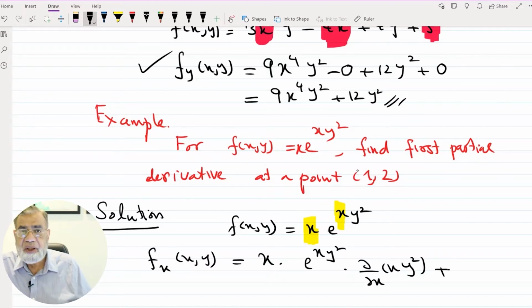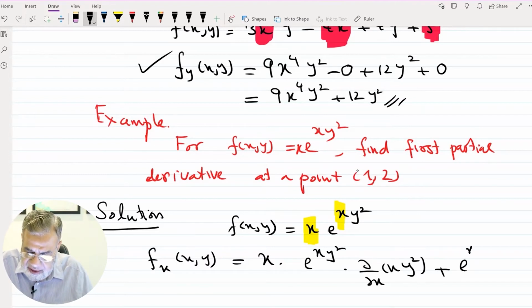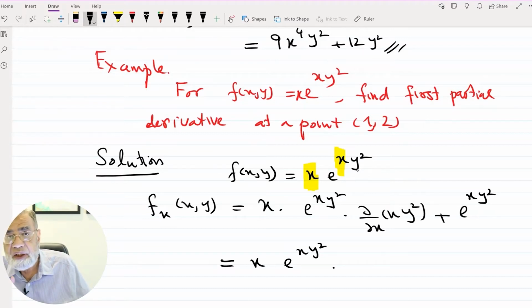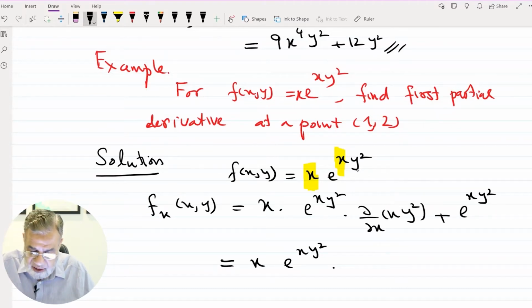the derivative of the first function, x, which is 1, and we get e to the power x y squared, with y constant. We can just rewrite this: x times e to the power x y squared, and then the partial derivative of x y squared. x is changing, y is not changing, so the derivative of x is 1, and we get y squared, and then e to the power x y squared.